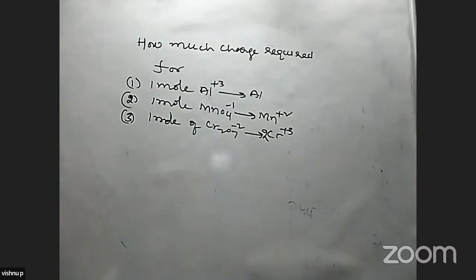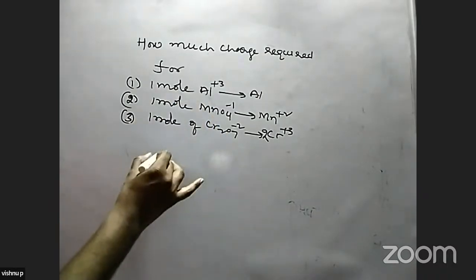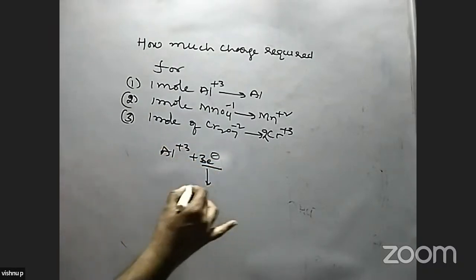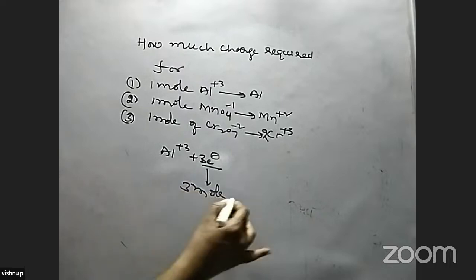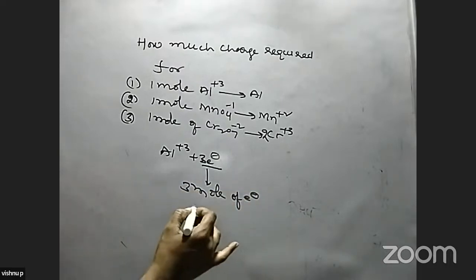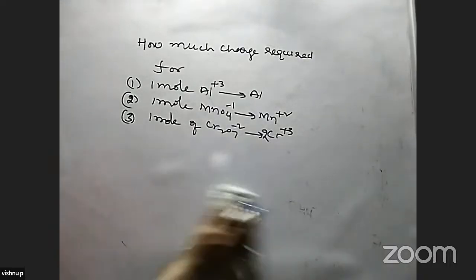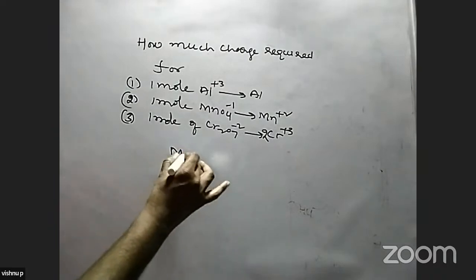Find out. So here, aluminium plus 3 requires 3 electrons, means 3 moles of electrons. 3 moles of electron charge is equal to 3 Faradays. So it is converted into Al. So how much electricity is required here? 3 Faradays strength of electricity is required to deposit aluminium from plus 3 charge.